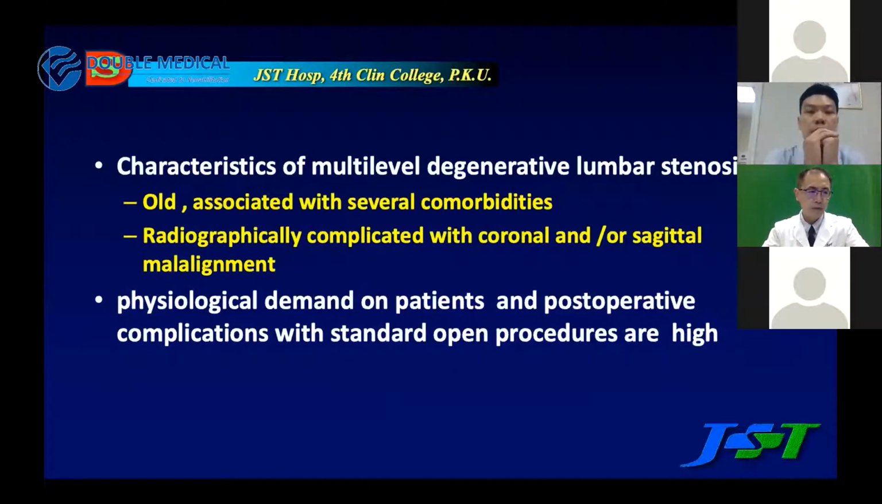If this kind of patient is treated with standard open procedures to decompress the nerves and correct the deformity, the physiological demand on patients and post-operative complications may be high. Some patients cannot tolerate it. So in this situation, minimally invasive solutions are necessary for these patients.